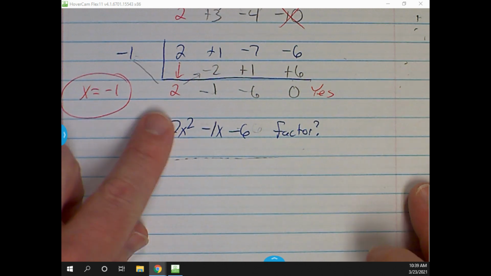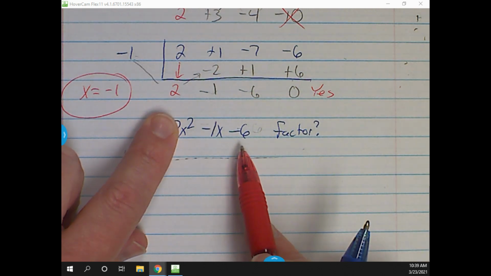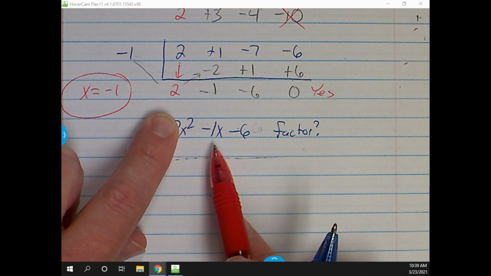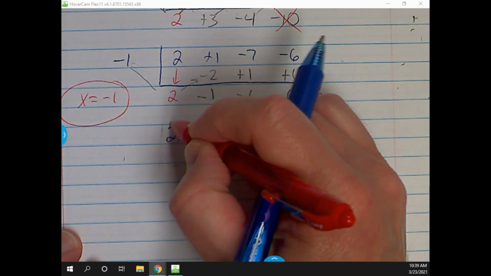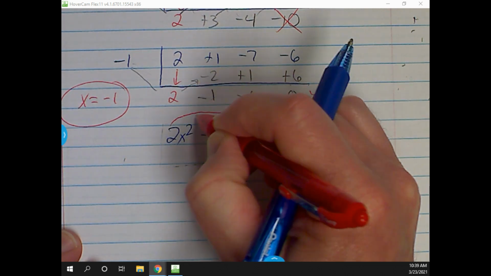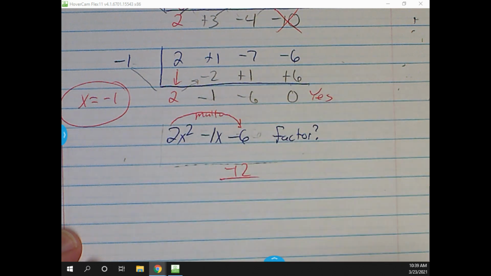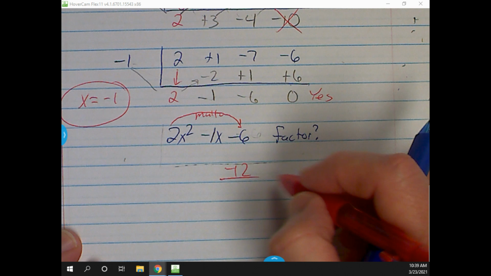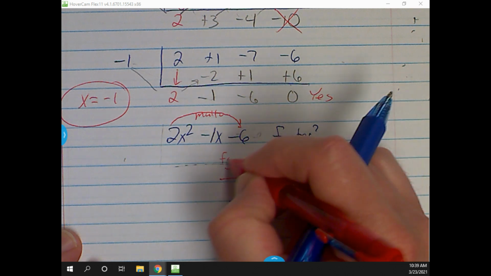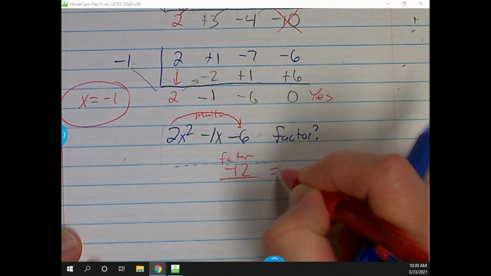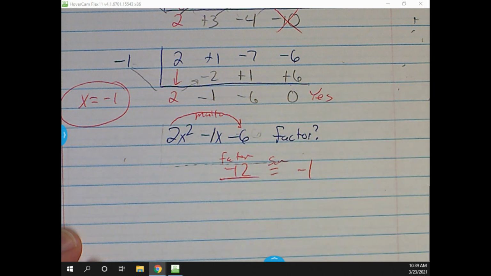All right, and to do that, now if it was just x squared minus x minus 6, we just need to find the factors of negative 6 that would equal negative 1. But because of the 2, we've got to do the AC method, so we've got to multiply 2 times negative 6 to get negative 12. And we're doing the factors of negative 12, where the sum is going to equal negative 1.